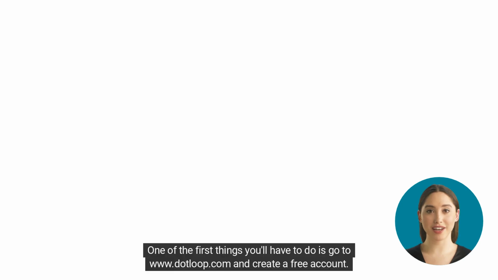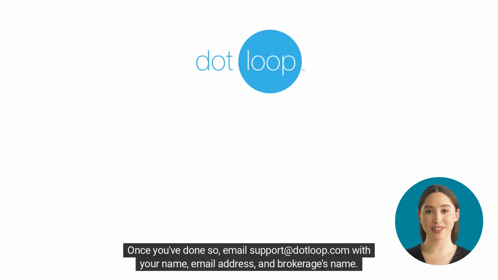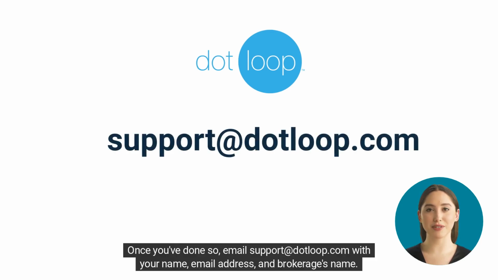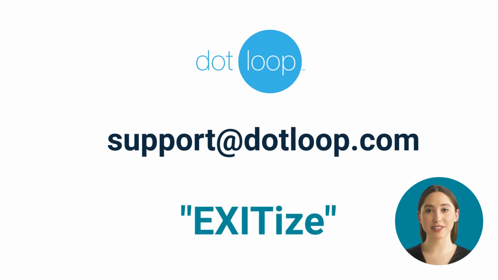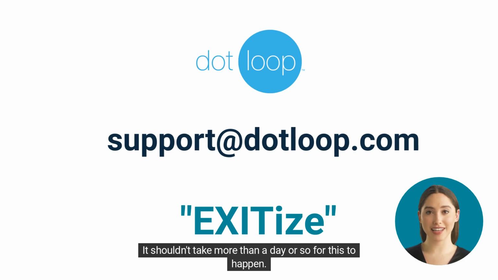One of the first things you'll have to do is go to www.dotloop.com and create a free account. Once you've done so, email support@dotloop.com with your name, email address, and brokerage name. Ask that they simply exit-tize your Dotloop account. It shouldn't take more than a day or so for this to happen.